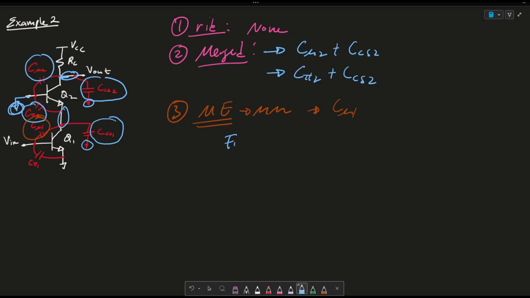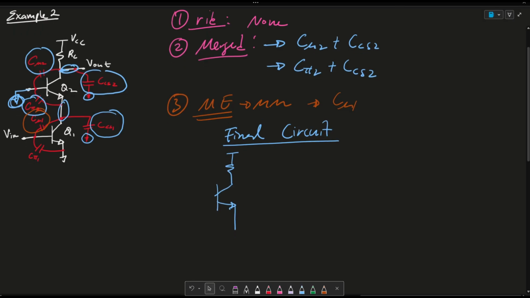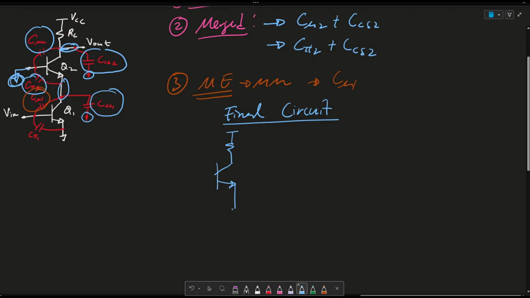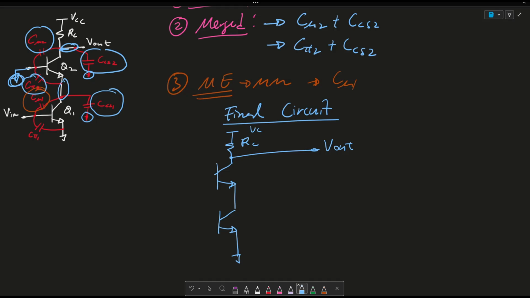So the final circuit, what does it look like? We have this cascoded amplifier. And again, I did a video on the cascoded amplifier in the past, which I'll link in the top right hand corner. So this is V out, this is RC, this is VCC, this is biased to ground, and this is my V in. This is Q1, this is Q2.